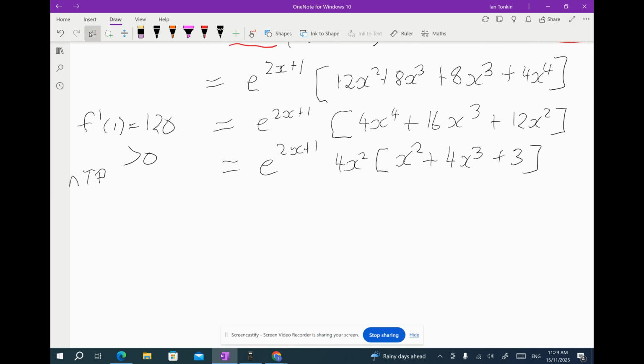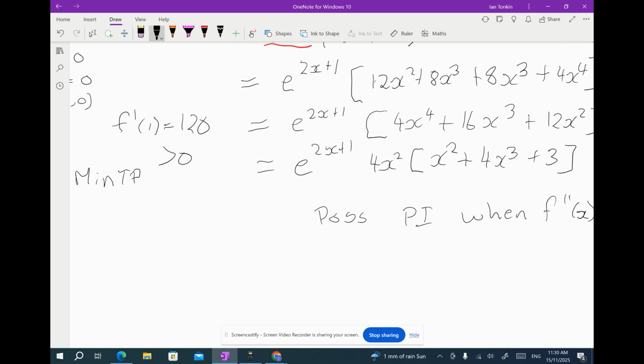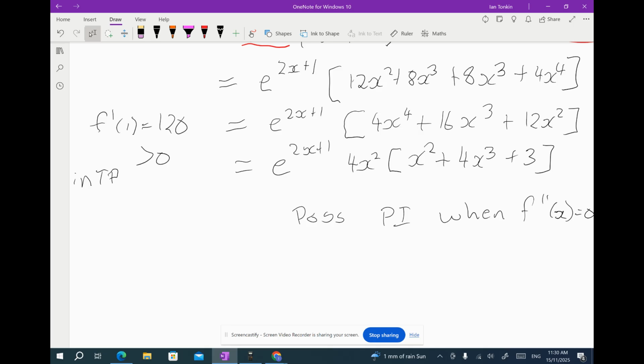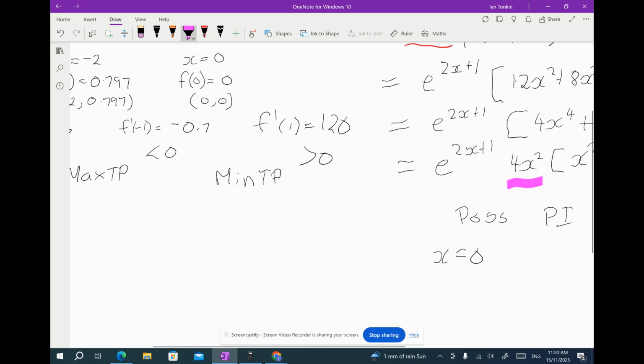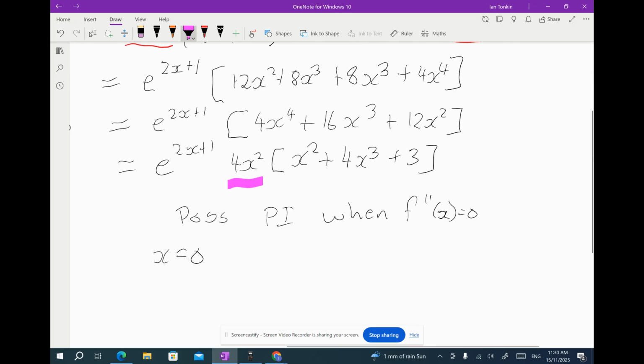Right. So when, hold on, possible points of inflection when f double dash of x equals 0. Righto. Well, we get x equals 0 for this one here. But we've already dealt with that. We know that that's a min TP. So we disregard that one. So now we're just going to see when this equals 0. Because remember, this can't equal 0.